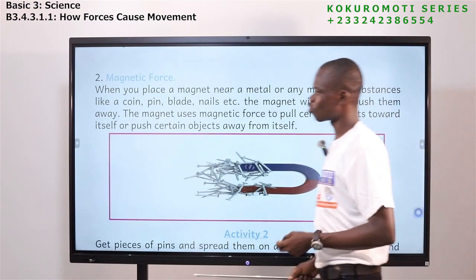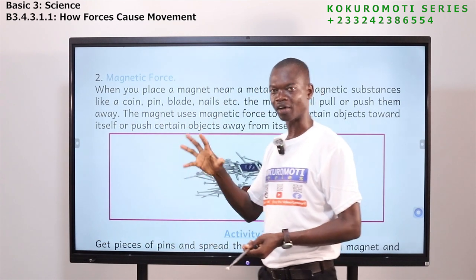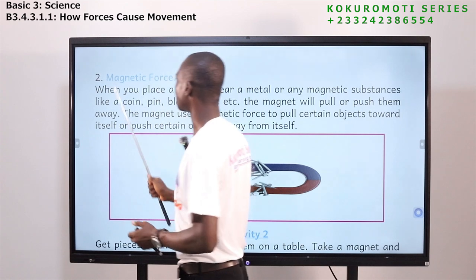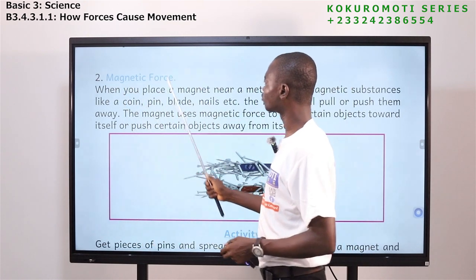Okay, the next force. We have seen electrostatic force is a type of force and how it works. We are going to look at another one called magnetic force.